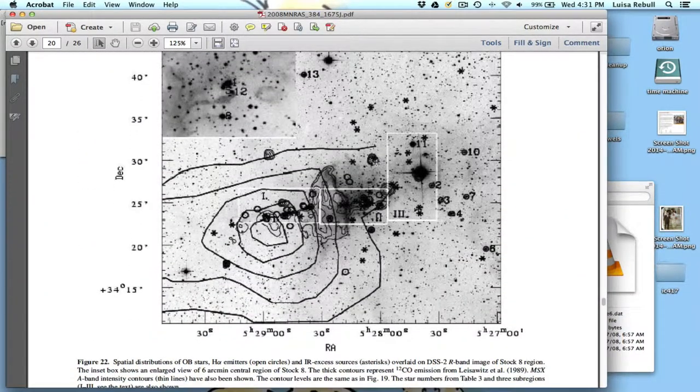This is useful, showing the spatial distributions of OB stars, the H-alpha emitters, and the IR excess sources that they've identified here. So this is really useful. There's the nebula stream, right? And this is stock 8 in here, and that's an enlargement of that region. And so they're finding H-alpha emitters, IR excess stars, actually quite far away. This is good, at least from our perspective, because we want to study a larger region than this. And the fact that they're finding young stars all the way out here gives us some expectation that we will find some stars even further away from this cluster.